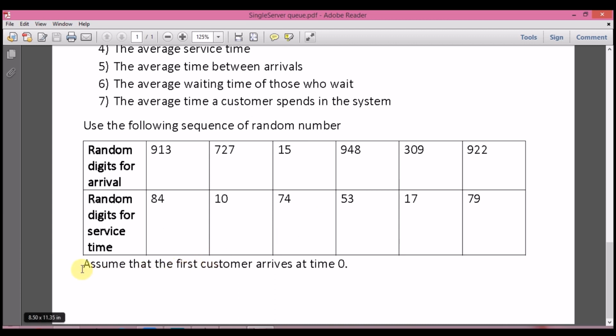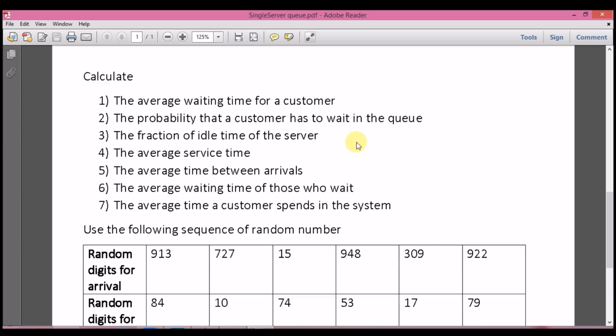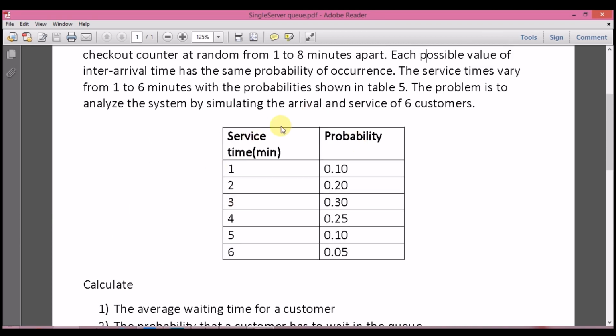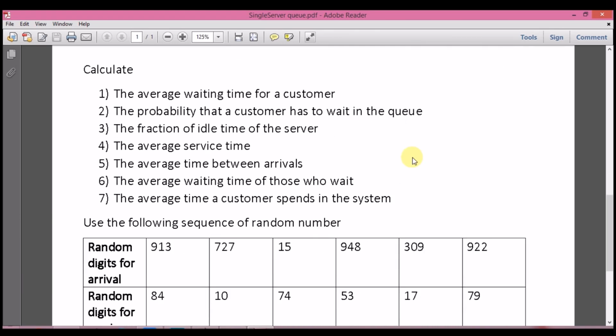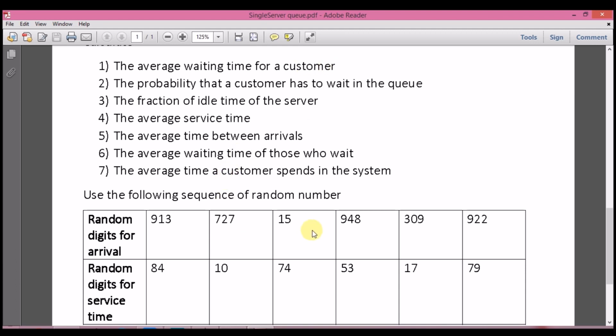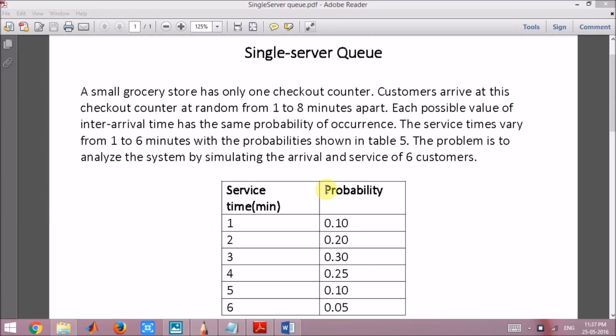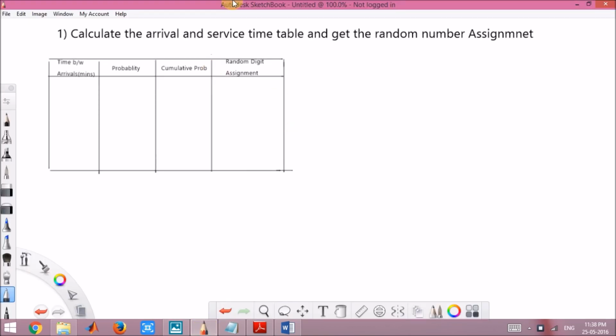The next thing that they tell us is assume that the first customer arrives at time 0. So our timeline starts from 0. So let's look at how do we convert this particular thing and use this data to calculate these few things. Okay, so we have the service time table given here. The only thing missing is the arrival time table. So let's look at how to make the arrival time table. Like I said, the first step in doing a problem like this is calculating the arrival and service time table, and then you get the random number assignment.